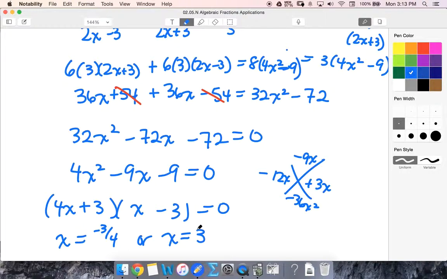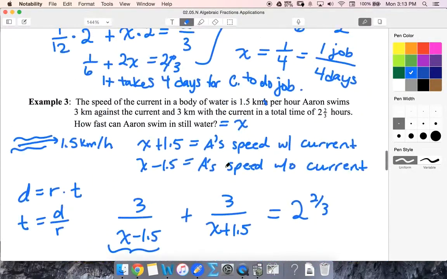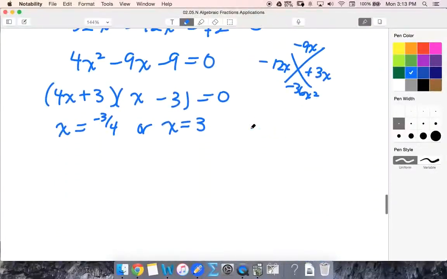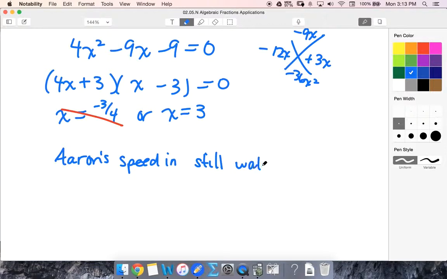If I go back to what x originally stood for, x stands for Erin's speed in still water. So in still water, he has to have a positive speed. This is an invalid solution. So Erin's speed in still water is 3 kilometers per hour.